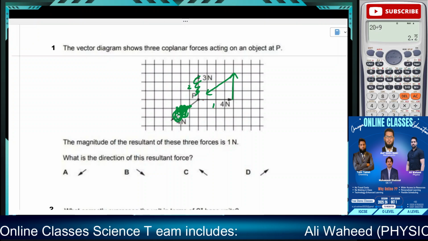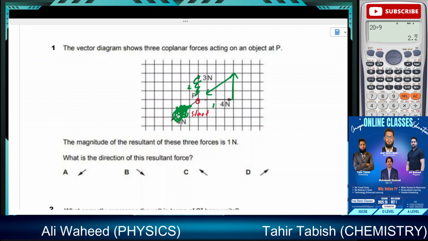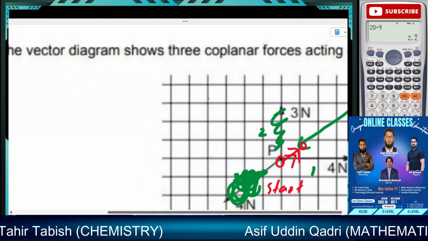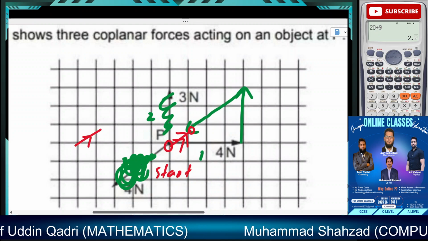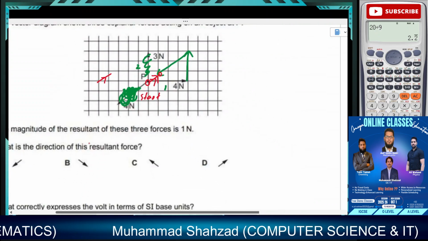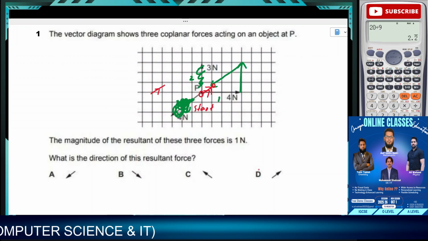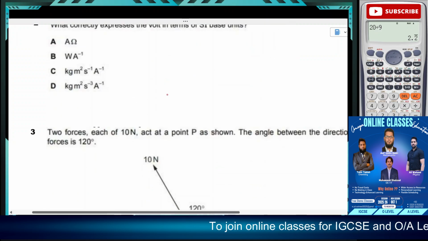final answer is from the start point. This is our start point, from start point to the end point. So this is the direction of the resultant from start towards the end, which is this way. So for this one, D is the right answer. Also, there are some other ways you can solve the question. You can solve 3 and 4 Newton first. You can get the answer of these two, and then you can combine it with this third one.